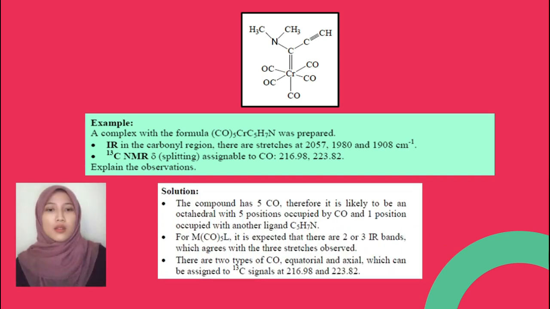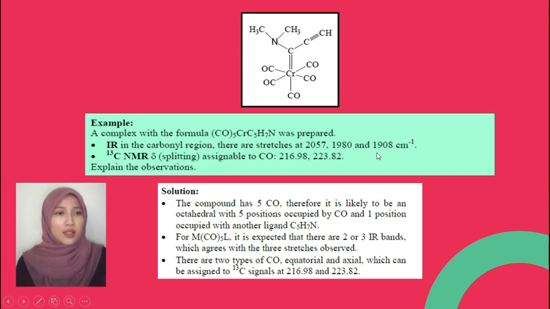So explain the observation. Okay, let's take a look at the solution. The compound has 5 CO, therefore it is likely to be an octahedral with 5 positions occupied by CO and 1 position occupied with another ligand, C5H7N. Yes, correctly. If you properly look at the structure, there are 5 CO attached to the Cr and another 1 ligand attached to Cr. Next point, for MCO5L, it is expected that there are 2 or 3 IR bands, which agrees with 3 stretches observed. Okay, in relate with the statement, we found 3 stretching bands, right?